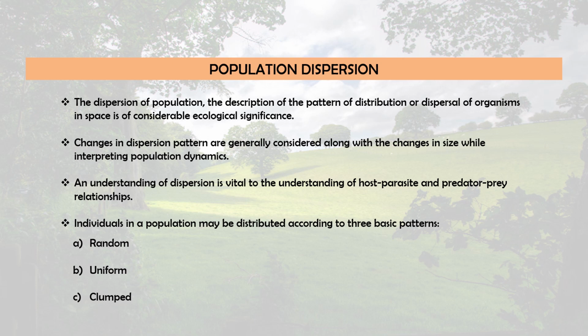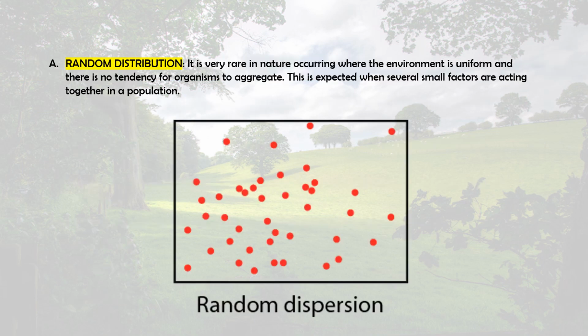Here actually it's a simple understanding that a population can get distributed according to natural phenomena or due to some requirements. So the individuals in a population may be distributed according to three basic patterns: random, uniform, and clumped. We will study them one by one.